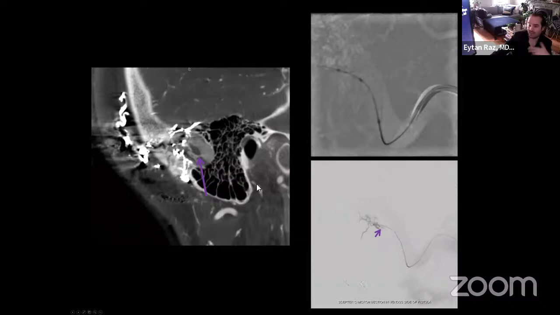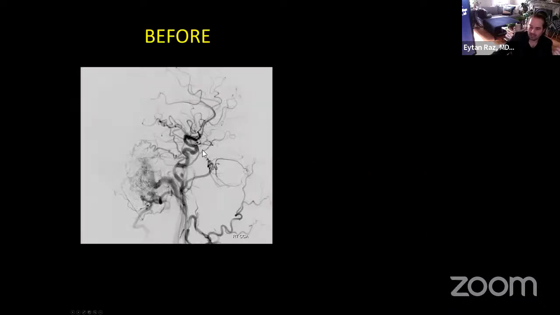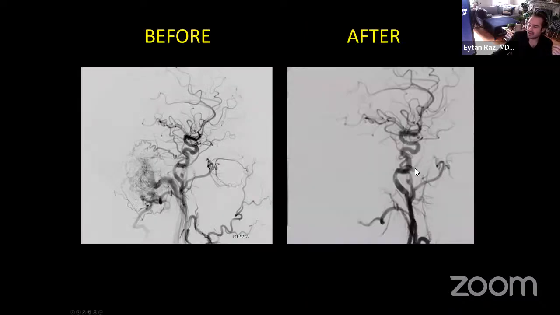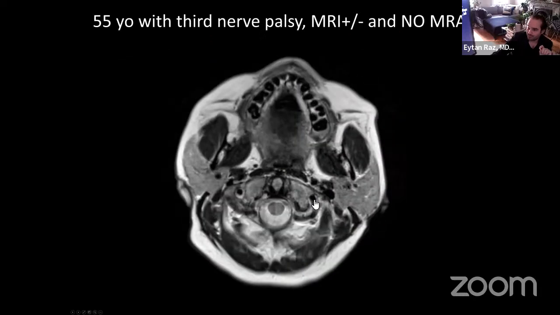You can inject Onyx, you can coil it off, but once you close these, you essentially treat the fistula. And this is before, and this is after, just a selective, we call it a selective transvenous embolization of a dural AV fistula, something that Dr. Shapiro will talk about much more in a couple of weeks from now.